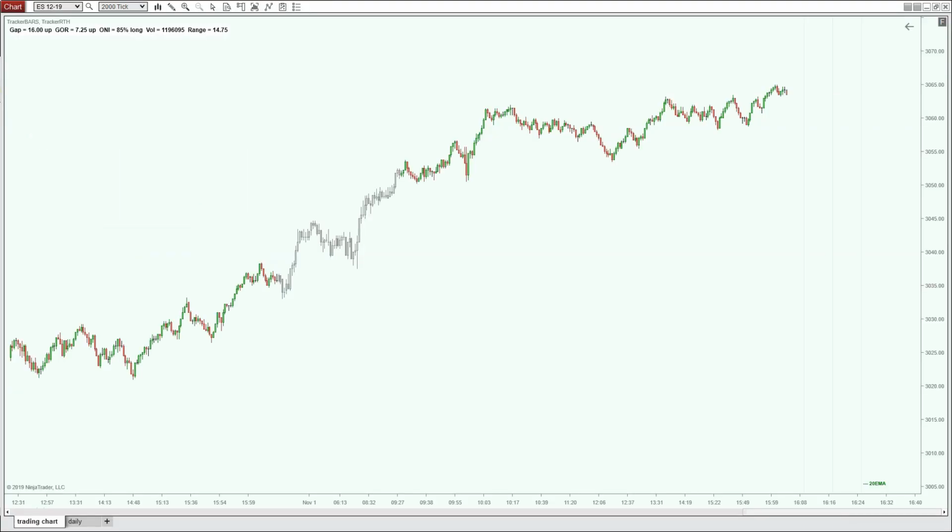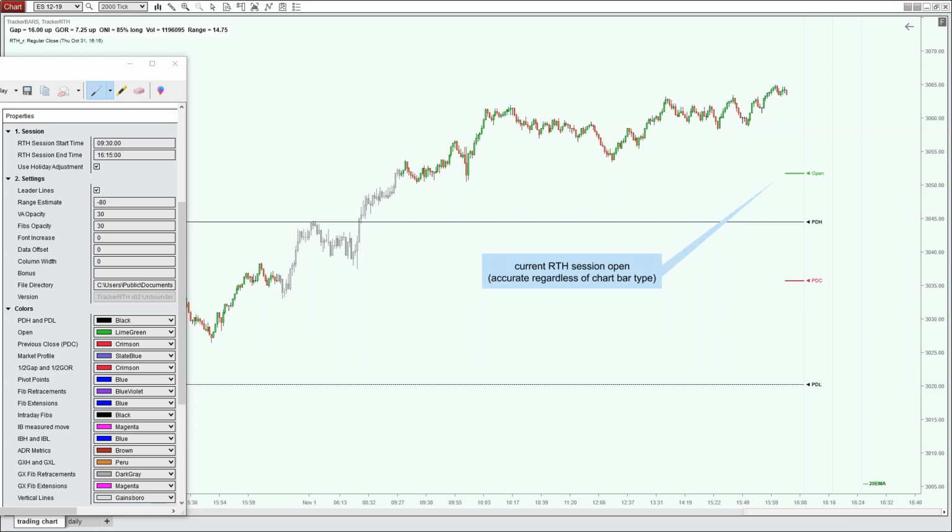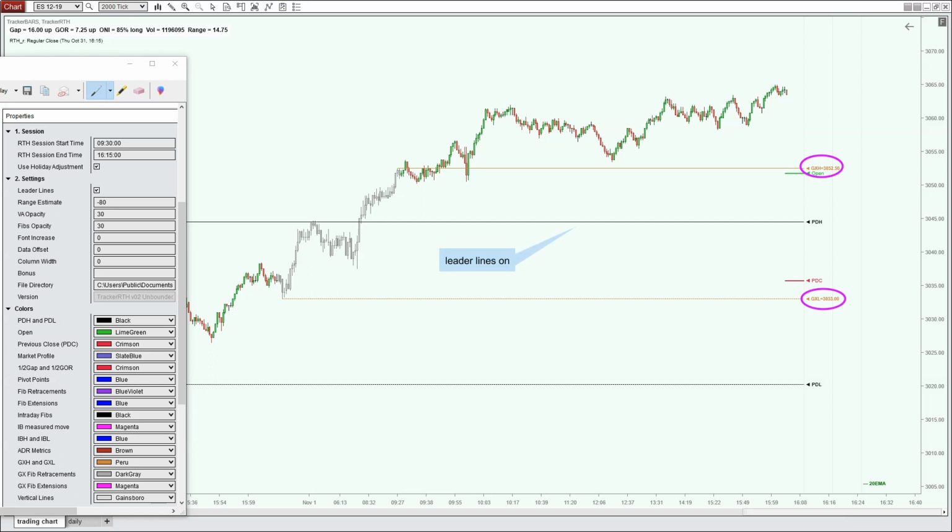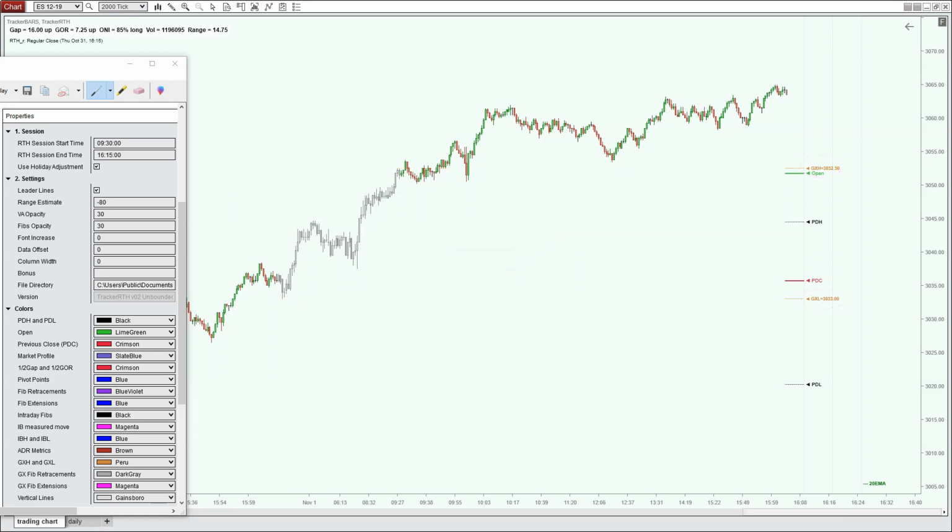For settings, it is probably better to step through them starting from a clean chart. First up are the previous RTH session high, low, close, and the current open. Next is the Globex high and low, which some call the after hours or overnight high and low, depending on the time zone where you live. Showing leader lines is optional for the session highs and lows.